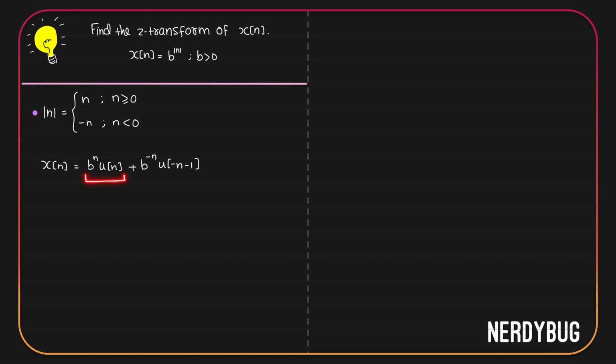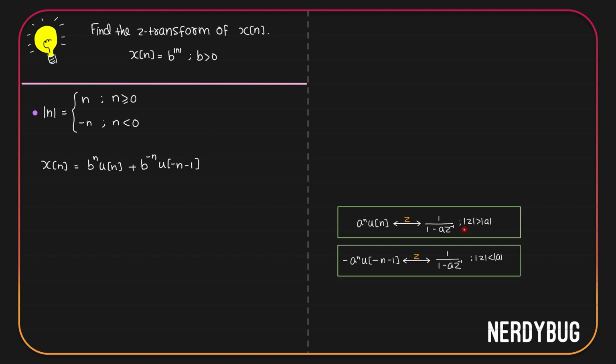Now, this is a right-sided signal and this is a left-sided signal. And we know how to find the z transform of both of them. For a right-sided signal of the form a raised to n u of n, the z transform is 1 by 1 minus a z inverse, and magnitude of z should be greater than magnitude of a. So for the first part, b raised to n u of n, the z transform is going to be 1 by 1 minus b z inverse, where magnitude of z should be greater than b.